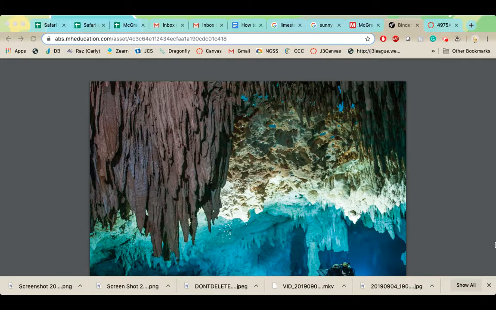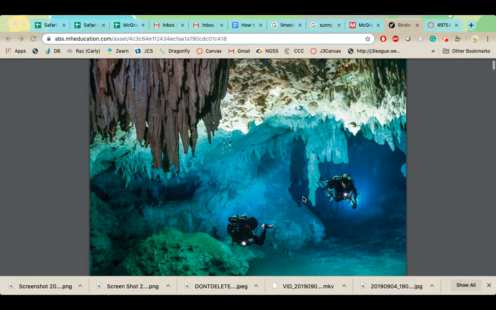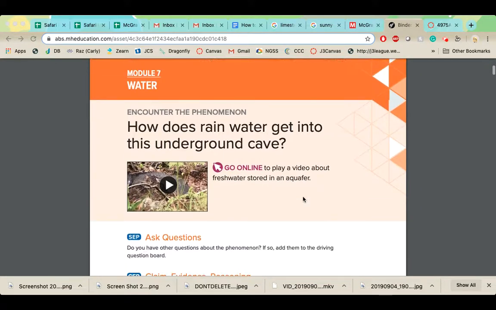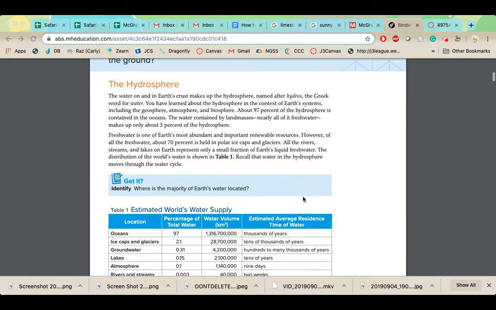In this section, we are going to be talking about surface water movement and how water moves. Isn't that an awesome scuba place? I would love to scuba there. So, how does water move on our surface?